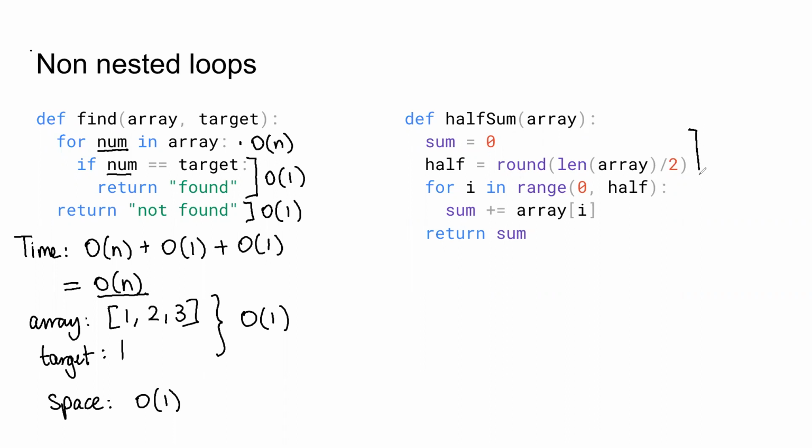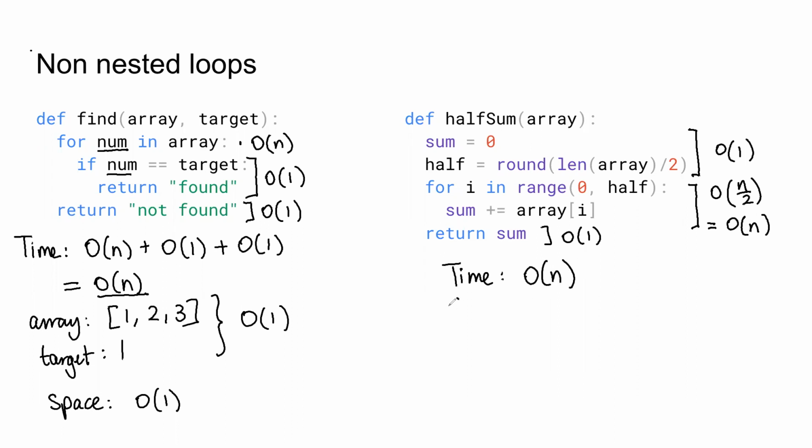So these first two statements are just assignments. They run in O of 1 time. This for loop runs through half the array. So you could say it's O of n over 2, but in big O time complexity analysis, we drop the constants, so that simplifies to O of n. This return statement executes in O of 1 time. So adding that all up and dropping the non-dominant terms, we get O of n.